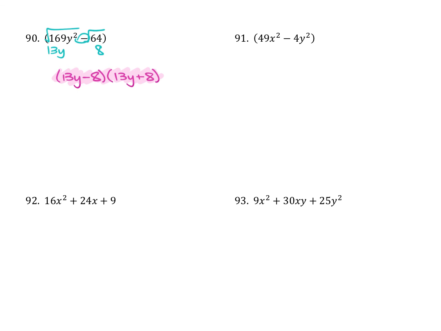For 91, you have 4x squared minus 49x squared minus 4y squared. You can take the square root of the 49x squared, that's 7x. You can take the square root of the 4y squared, that's 2y. There's subtraction between the 2, so this ends up becoming 7x minus 2y times 7x plus 2y.